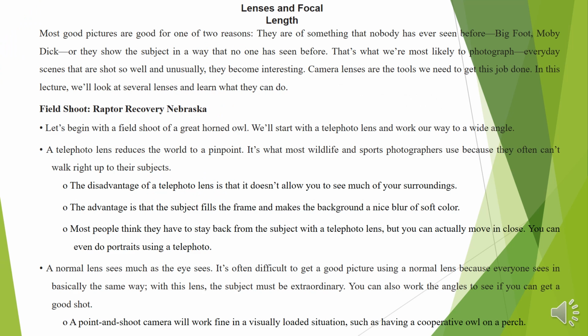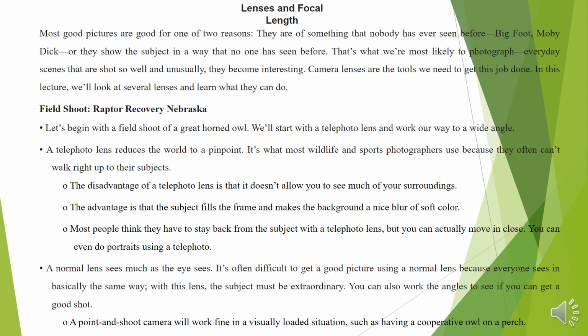Today, my topic is lenses and focal length. Lenses and focal length play an important role in photography. What is the procedure to use lenses and focal length in a camera or in photography?